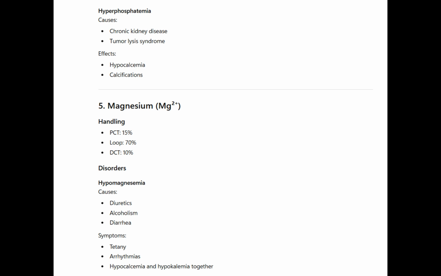Hypomagnesemia, low magnesium. Causes include chronic alcoholism, diarrhea, diuretics, proton pump inhibitors, and malnutrition. Symptoms include tremors, tetany, seizures, and cardiac arrhythmias. Low magnesium can cause both hypokalemia and hypocalcemia due to impaired PTH secretion.